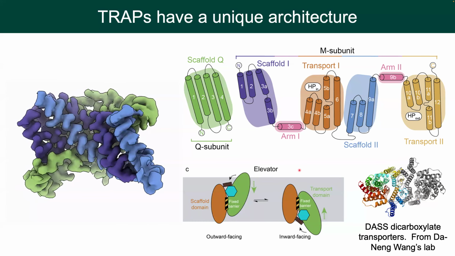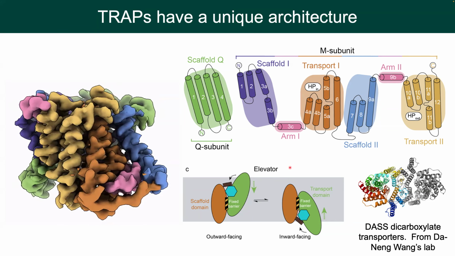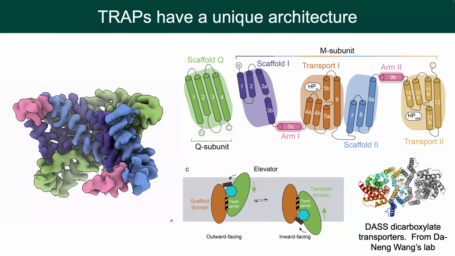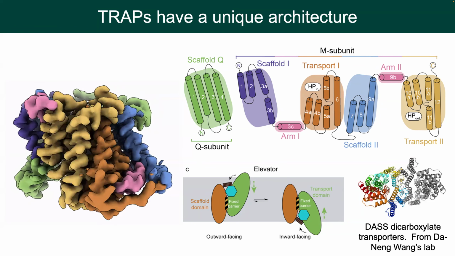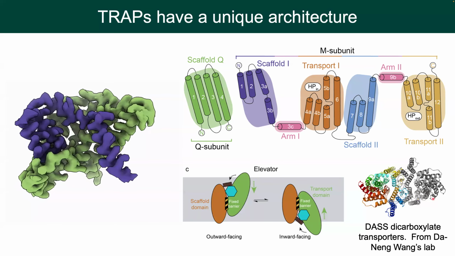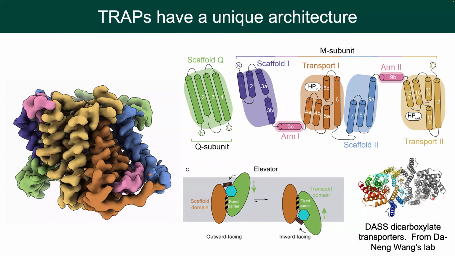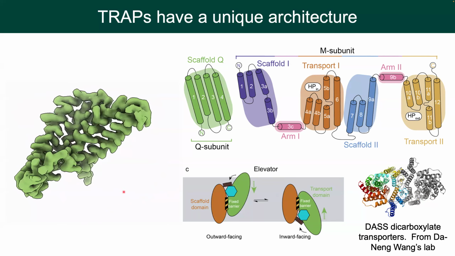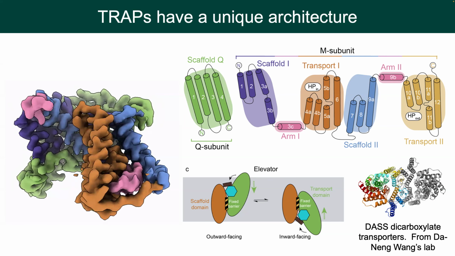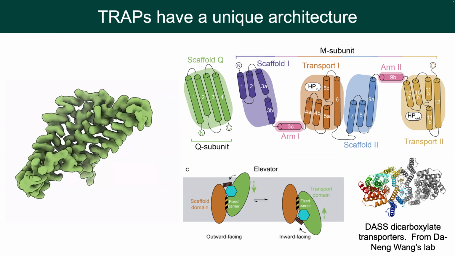And so when we had this information, suddenly we could see that our hypothesis was that it was a rocker switch, but actually that was probably not right. And only an elevator really makes some sense. We've got a transporter domain that looks a lot like, in structure, the DASS dicarboxylate transporters, and they use an elevator mechanism. So almost certainly we think these use a transporter domain. And so here's the transporter domain in the middle. Unlike the DASS family, it's not a dimer, it's a monomer. So that was a little bit unusual. And again, we'll come back to that a little bit later.